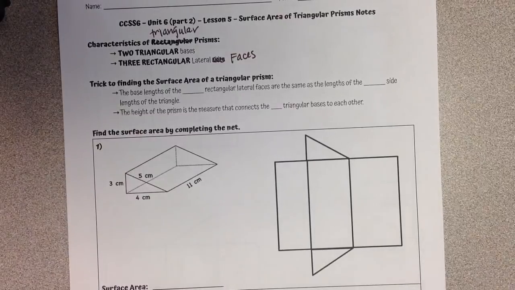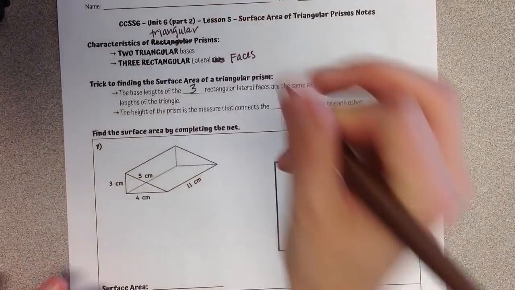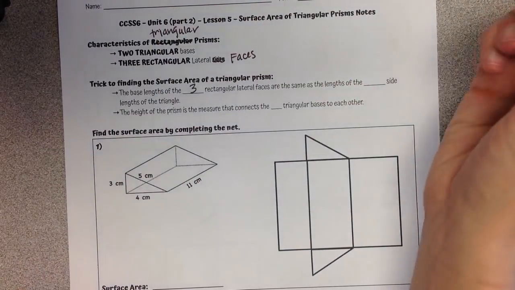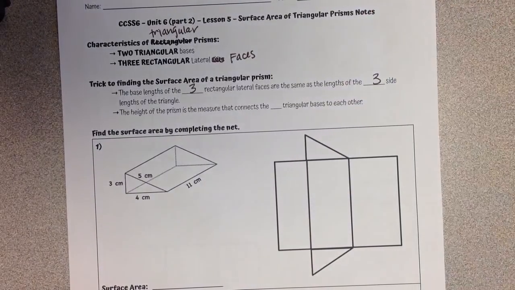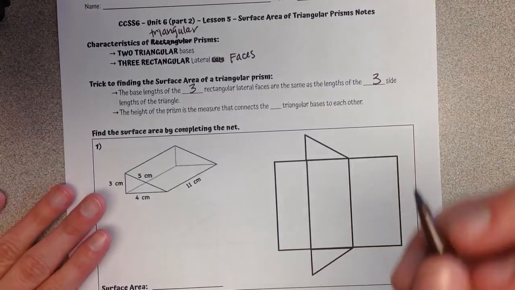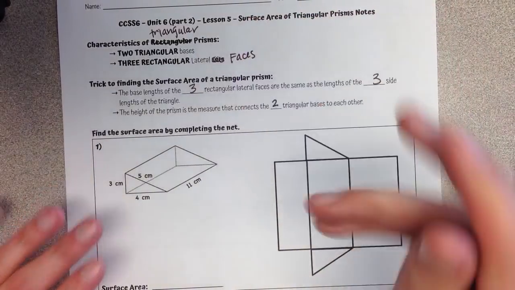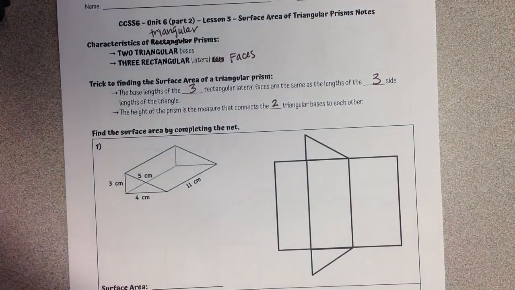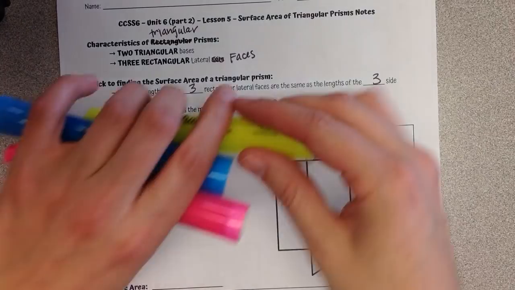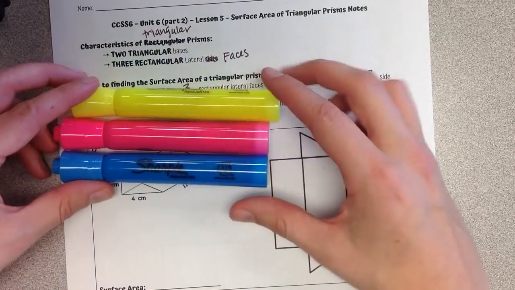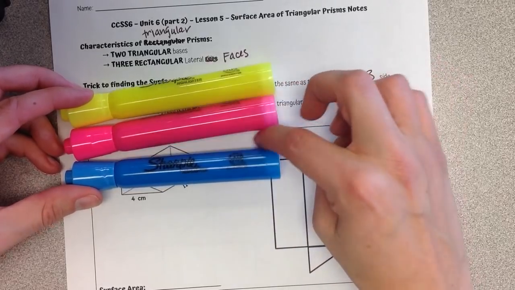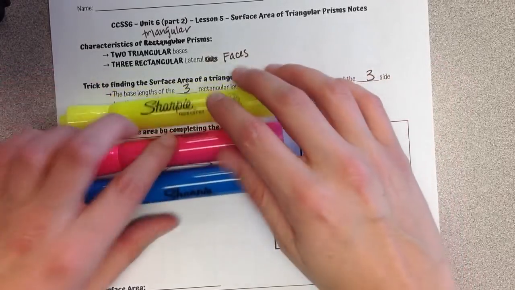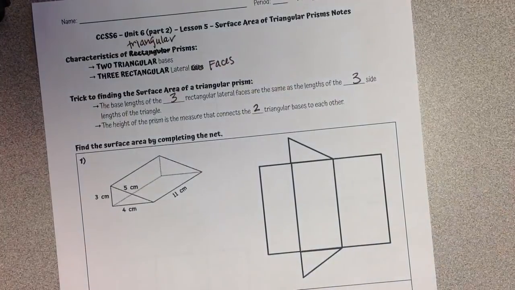So the base length of the three rectangular lateral faces are the same as the lengths of the three side lengths of the triangle, and the height of the prism is the measure that connects the two triangular bases to each other. So I'm going to use the colors yellow, pink, and blue to represent the three side lengths of the triangle. I'm going to do yellow for the small, pink for the medium, and blue for the largest side.